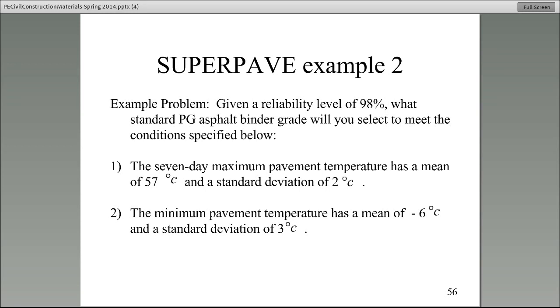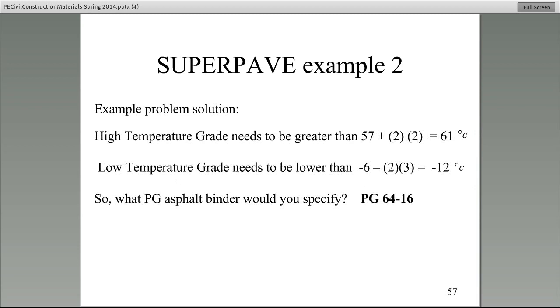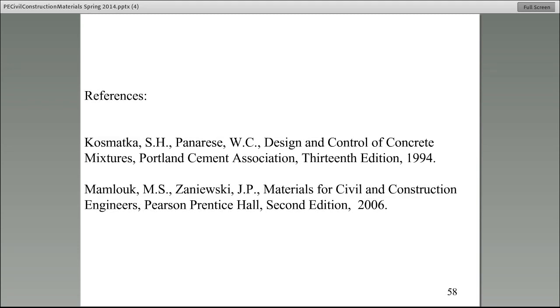Now, example 2 for SuperPave. This process is called SuperPave when we work with PG or performance grading. This problem is similar to the last one. I leave it up to you. Please solve this as an example, and the solution is right here. If you have any questions, let me know.